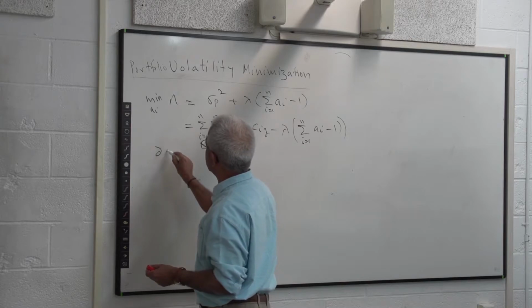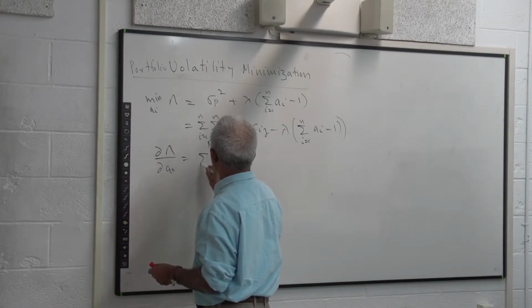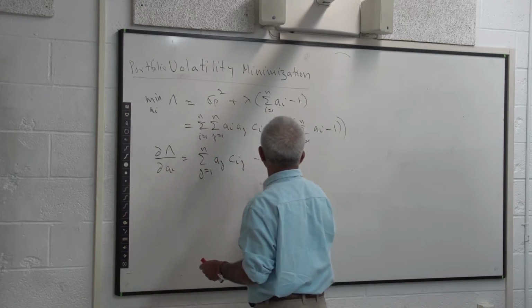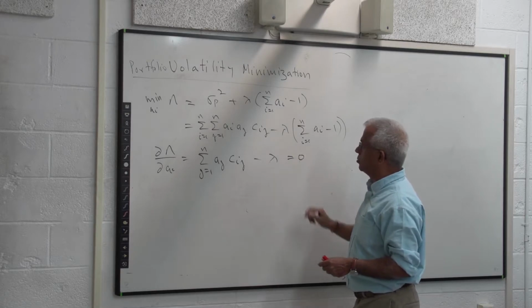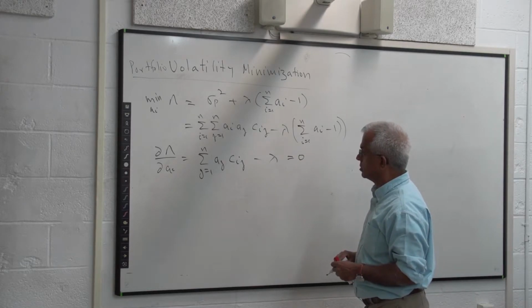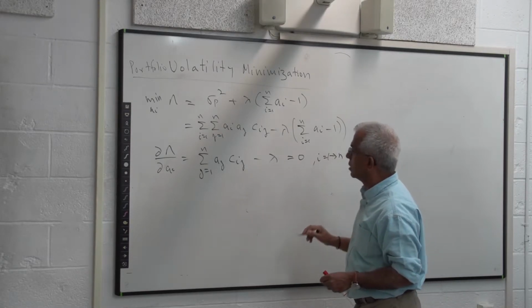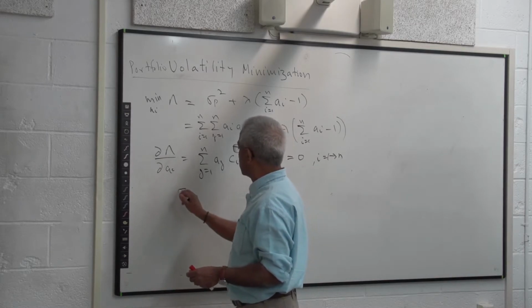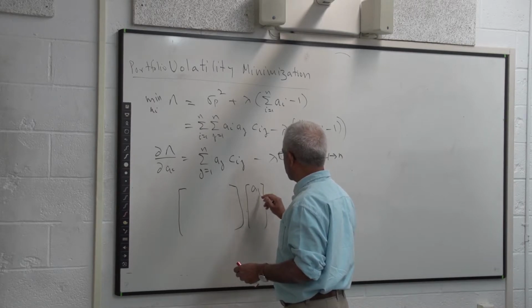So the easiest way is you take the derivative with respect to AIs. That gives you summation j equal to 1 through n, AJ Cij, minus lambda. There is only one term here, a particular AI. This should be equal to 0, for i equal to 1 through n. So this is a linear set of equations on the AIs. And if you put it together, we can write it in a matrix form. It's easy to see.